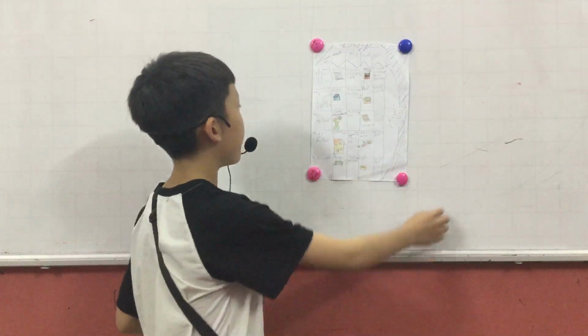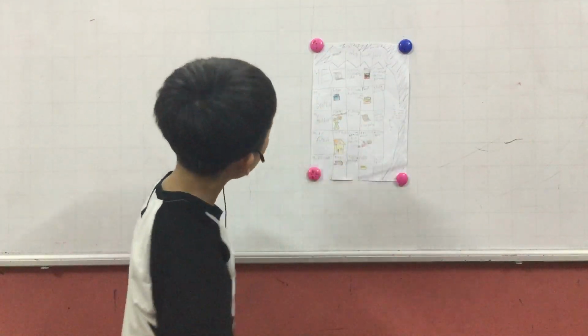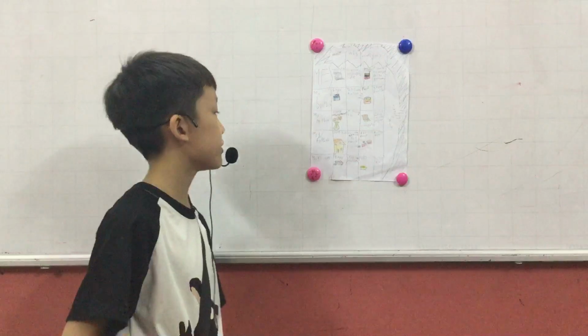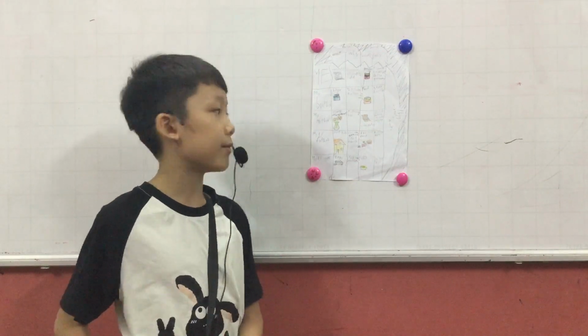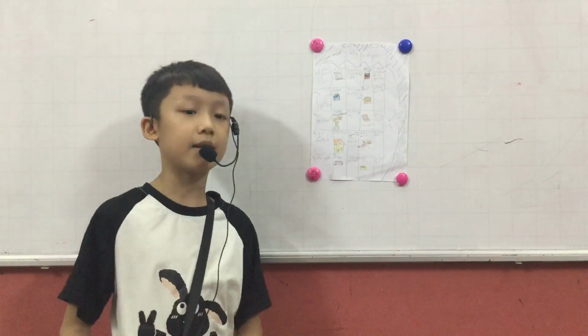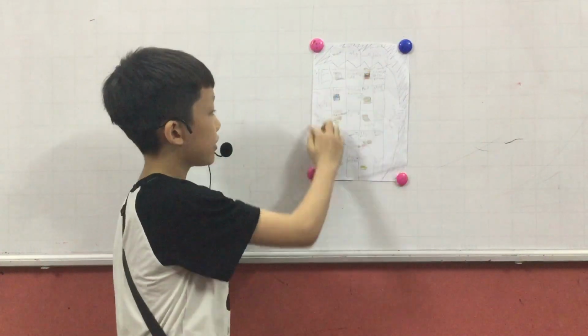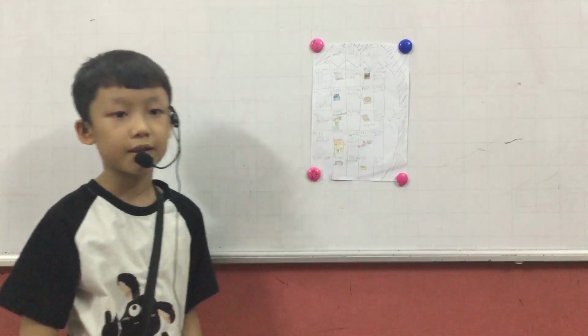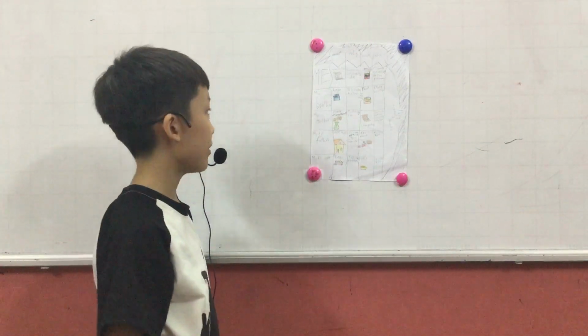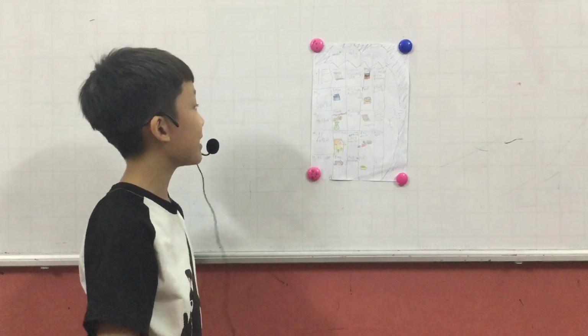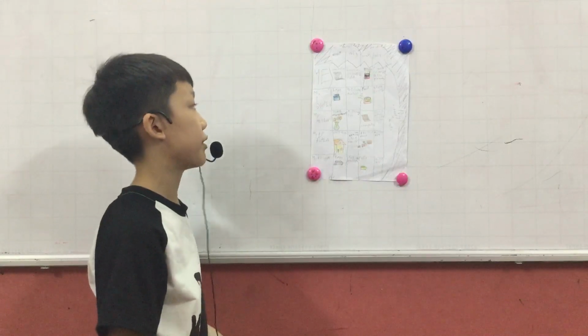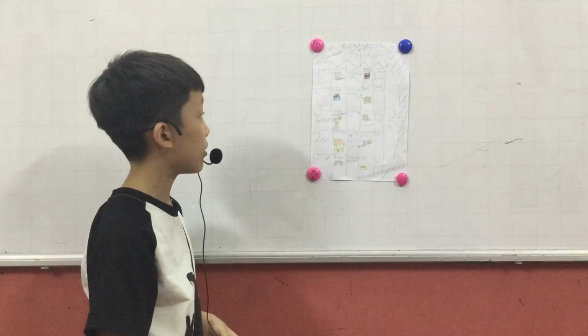Now I will talk about my five people. I will talk about their wants and needs, and this is the whole thing they need and want. The first is me. I want a computer because my old computer is old.